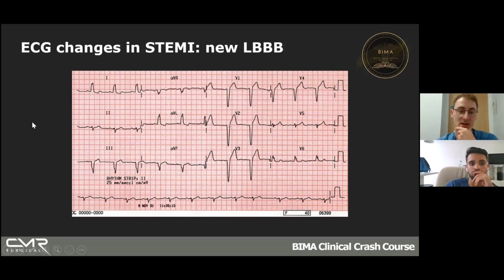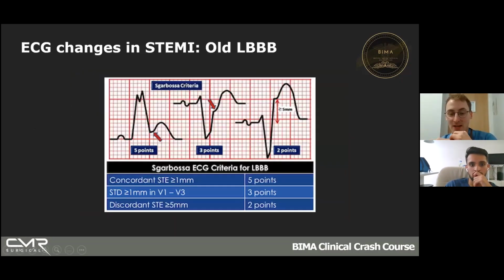So what you can do is something called the Sgarbossa criteria. I don't think you'll get asked about these in finals. It's something that's probably a little bit mean, but it's something to be aware of. And it's really useful because it helps you tell when someone's having a STEMI who's already got left bundle branch block. So let's go through them in turn.